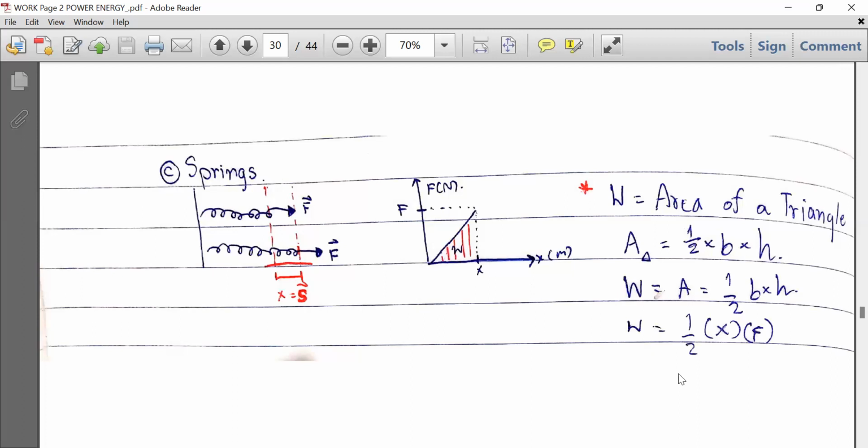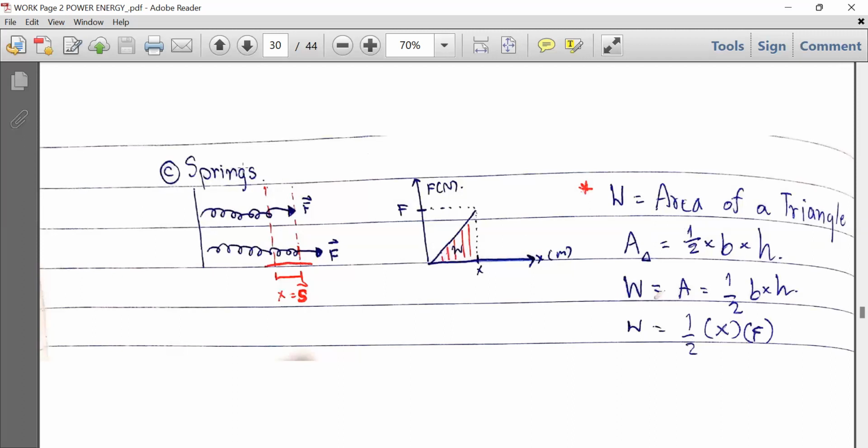So what is the work done on the spring? Work done by the force on the spring. That is 1/2 times the base times the height. So the work done by the force on the spring is 1/2 F times X. Okay? 1/2 F times X.